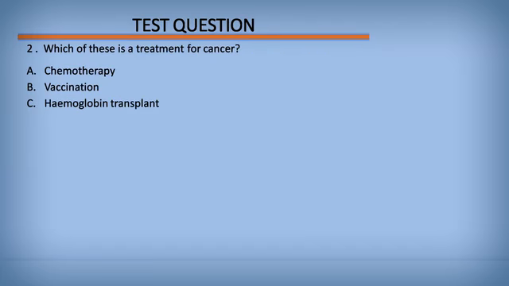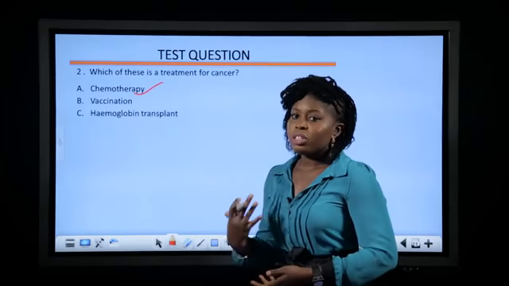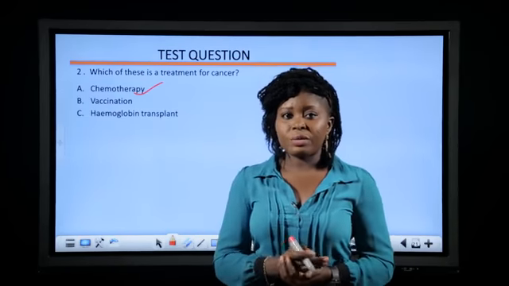Number two question. Which of these is a treatment for cancer? A, chemotherapy. B, vaccination. C, hemoglobin transplant. The answer to this question is chemotherapy. From our lesson, we learned that one of the treatments we can give to cancer is chemotherapy.